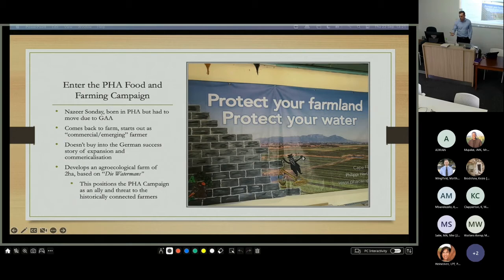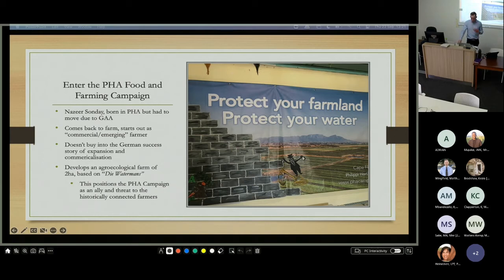He didn't develop it. Obviously, agroecological principles are well established, but he started buying into those and moving away from the model that is hegemonic in the PHA. Pretty much everyone in the PHA that produces food is a commercial farmer, through industrial, commercialized and destructive farming practices using synthetic fertilizers and so on.